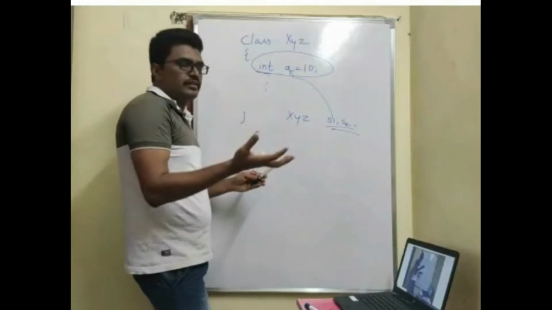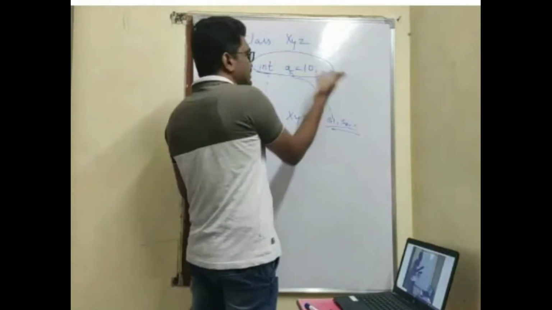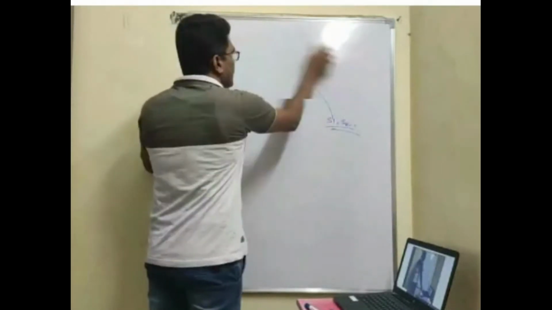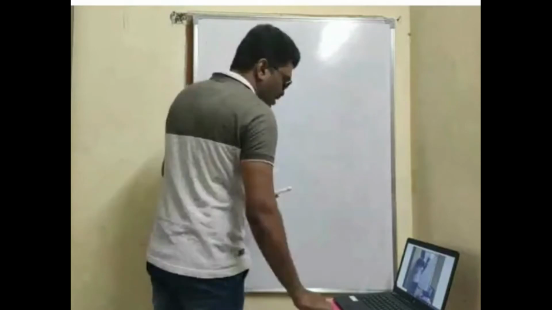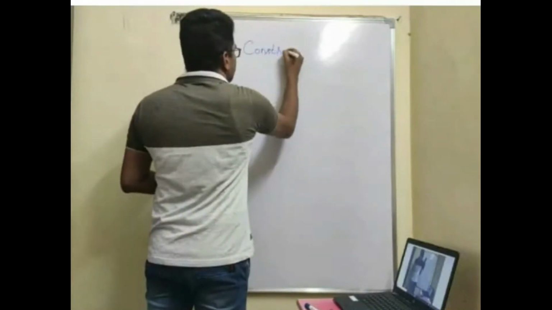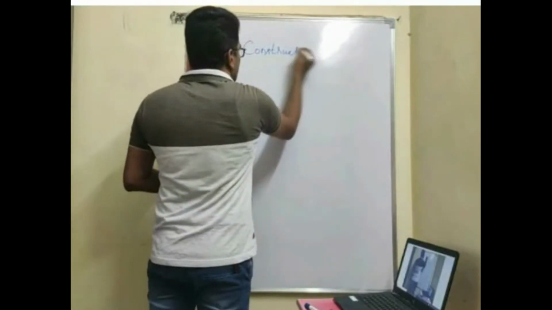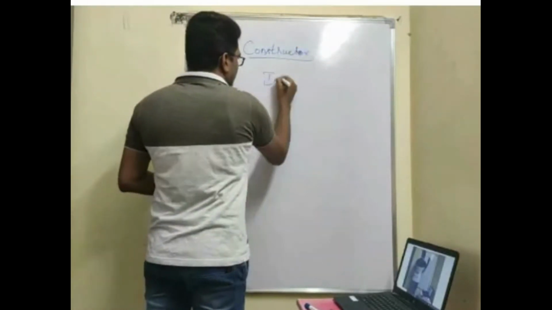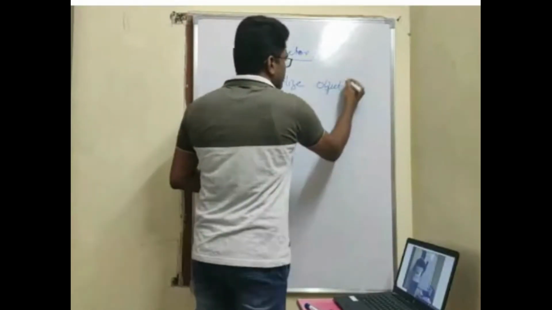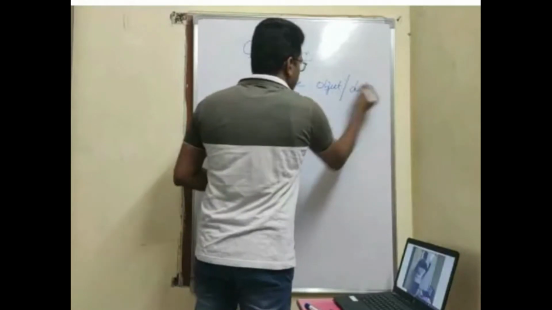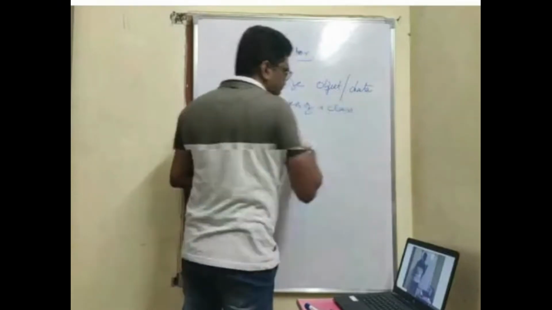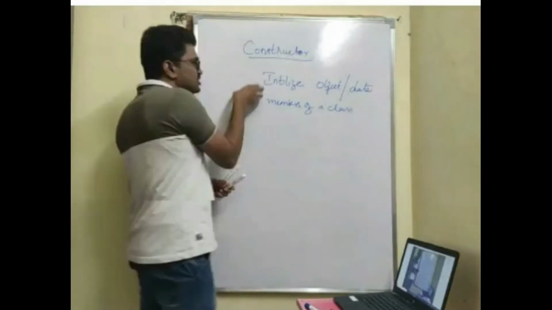So that's why we go for another mechanism for initializing the data members of a class. For that, we use a special method called a constructor. What is it? The main purpose is to initialize objects, or data members of a class. To initialize the data members of a class, we use it.